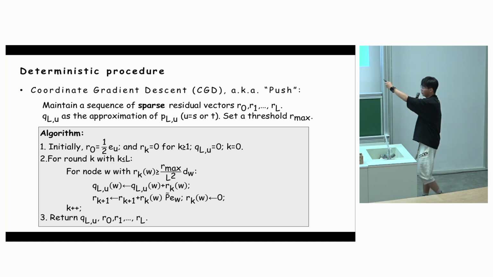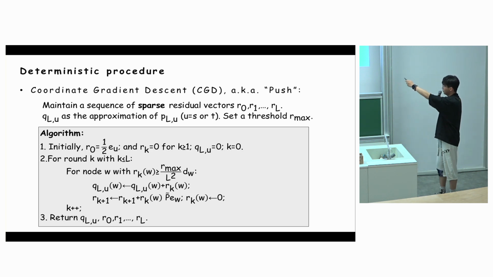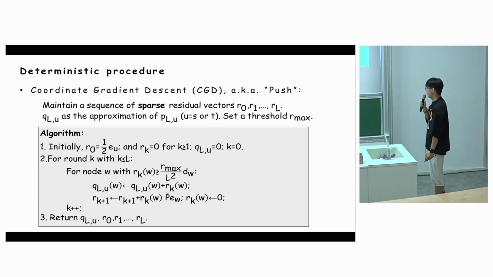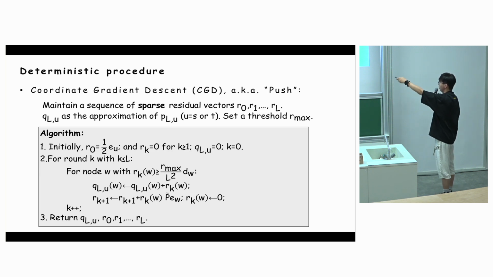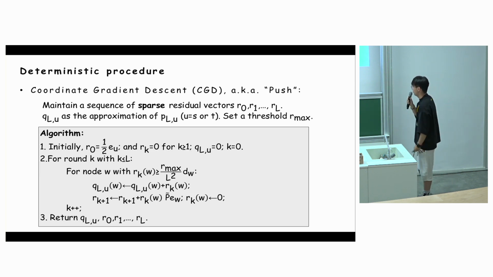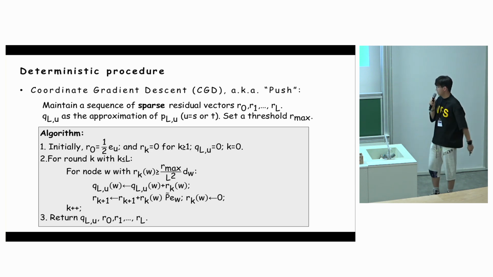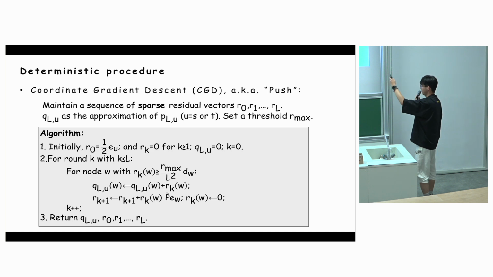Next, for each round k, we search each coordinate w with R_k(w) larger than the threshold r_max over L squared times the degree of w. Then we perform the following push operations. We update q_{L,u} at coordinate w by R_k(w). We update the residue of the next round R_{k+1} by R_k(w) times P times e_w, and we set R_k(w) to 0. After the operations, we turn to the next round and repeat.